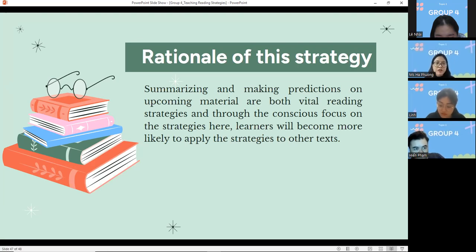So this is for the sharing. These are the sharings from my group about the reading strategies today. Our group has just shared with you 12 reading strategies, and that's all for my presentation and my sharing.